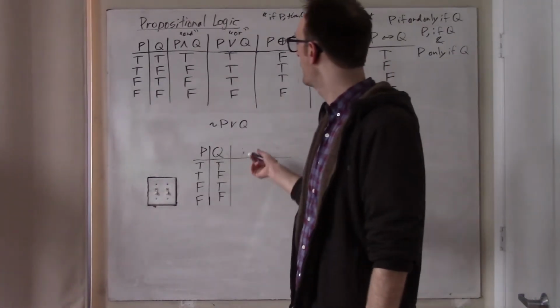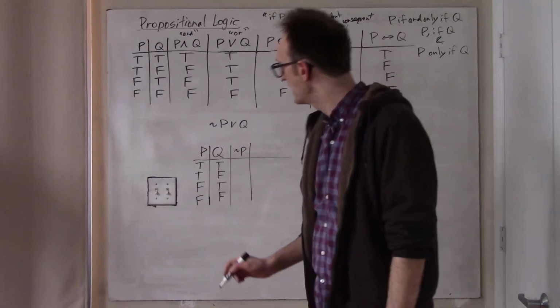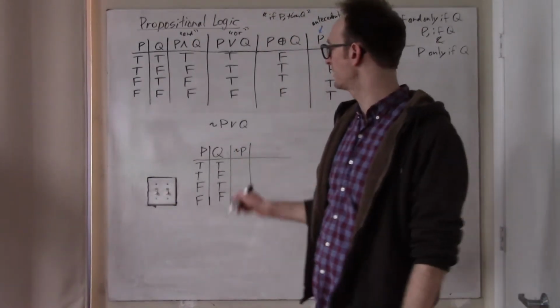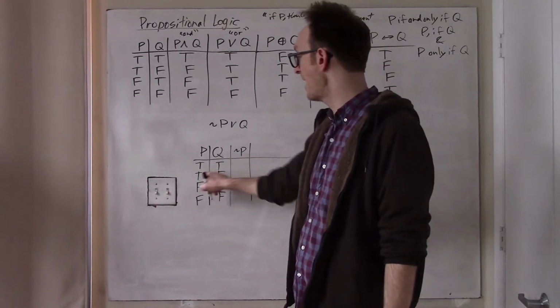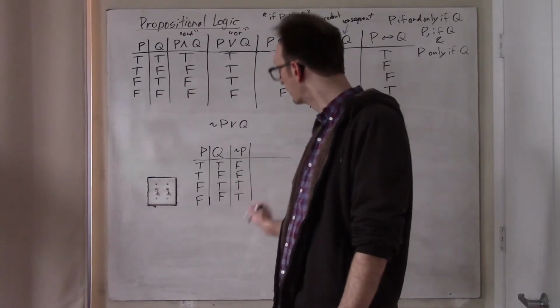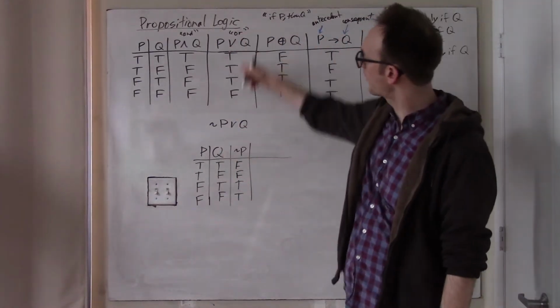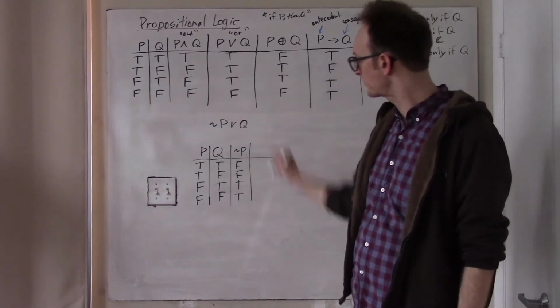Okay, let's go. First I'm going to build this up step by step. What can I say about not P? Well, not P is going to have the opposite truth value of P, so this will be false, false, true, true. Great! Now, I'm supposed to OR these two together. Well, I know how OR works, right? It's always true except when they're both false.